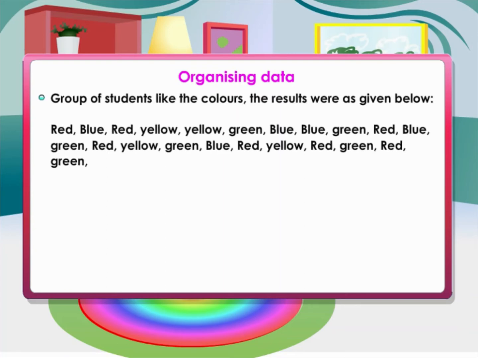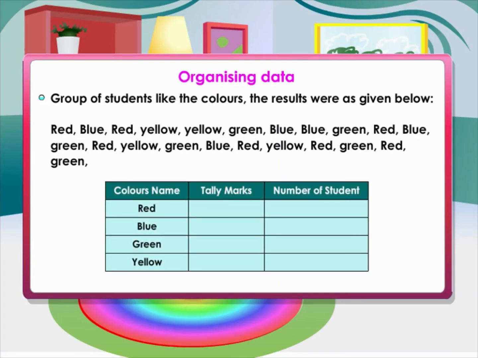For example, a group of students were asked about the colors they like. The results were as given below. It is not easy to answer the question looking at the choices written haphazardly. We arrange the data in a table using tally marks. In your lower class, you have already studied how to mark tally marks. Now let us do this example.